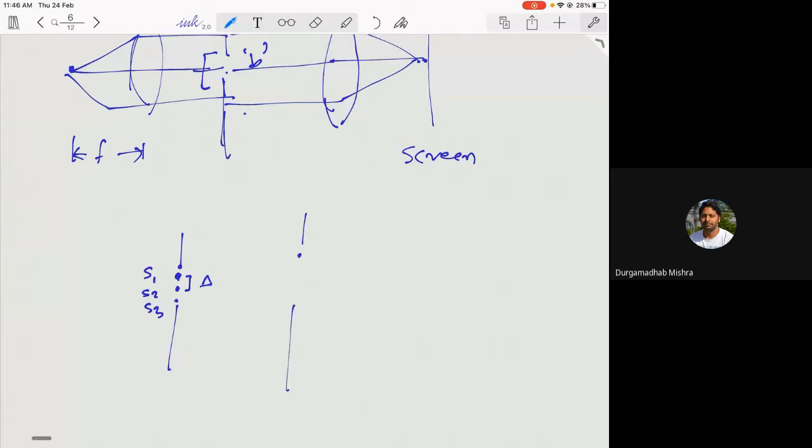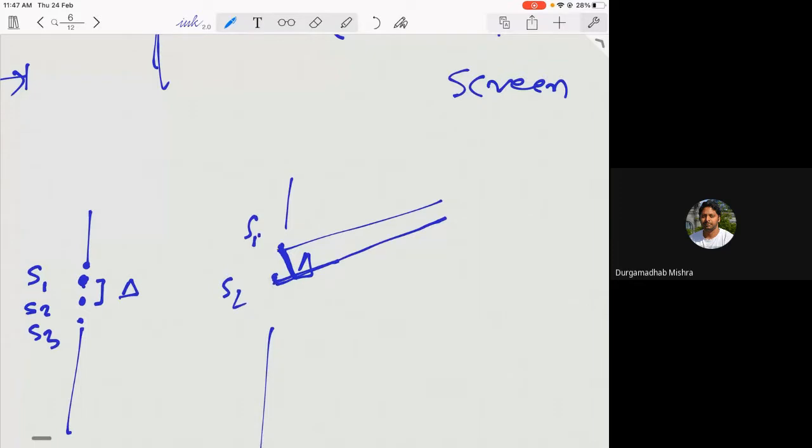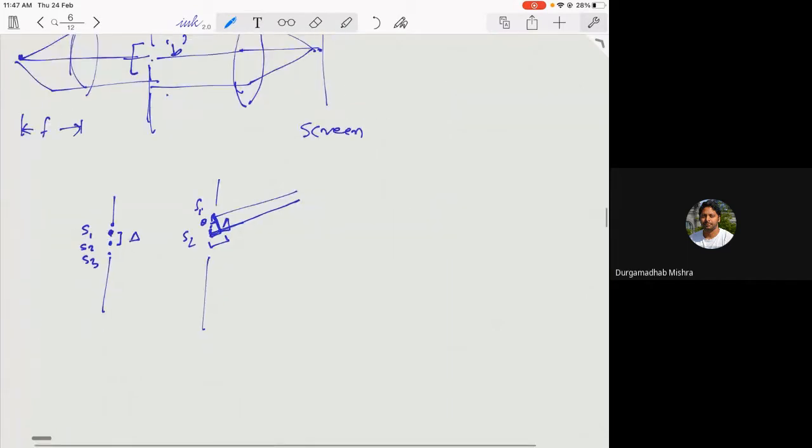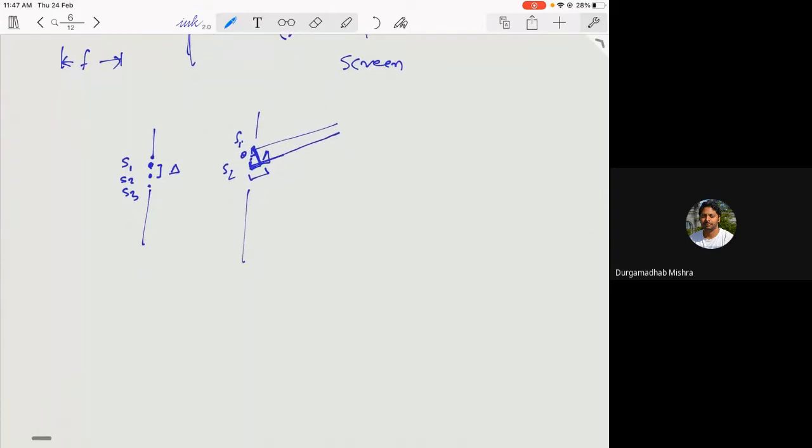Let me draw it again. You have S1 and S2. Here this is delta, and you have a ray going like this, but there will be an extra path length between S1 and S2, given by, if this angle is theta. So let's say this is 90 degrees, and this is theta. Maybe I'll draw a better one.